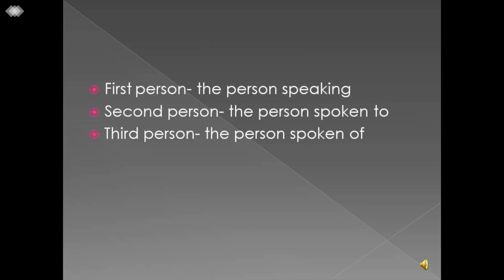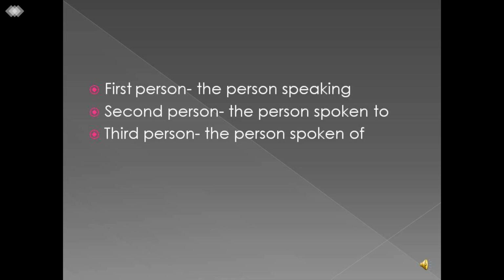Personal pronouns like I, we, you, he, she, it, and they have three persons in them. The first person, second person, third person. So when we talk about the first person, it refers to the person or persons speaking. Example, I, we, me, us.